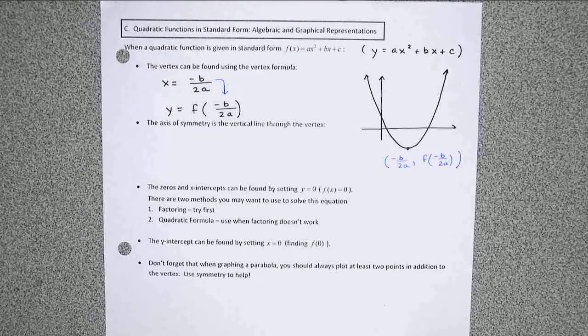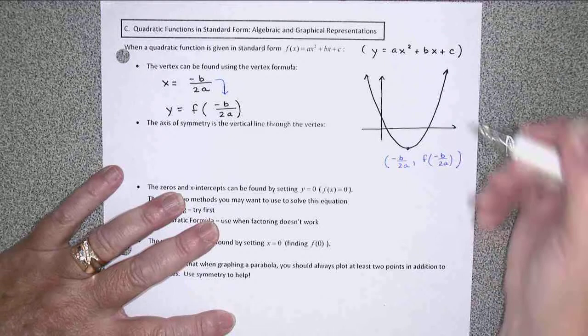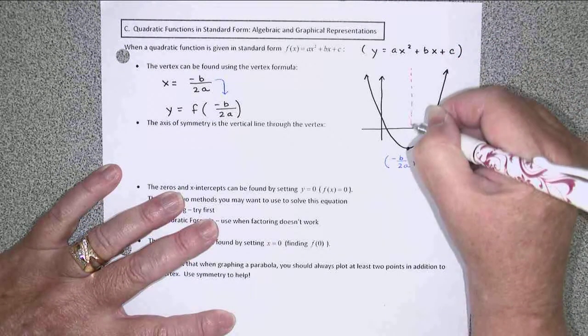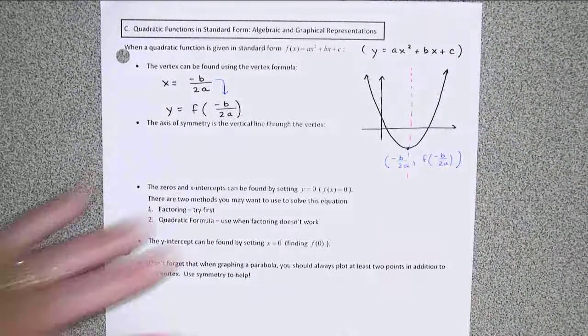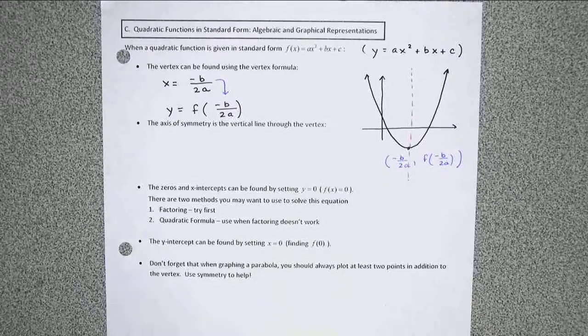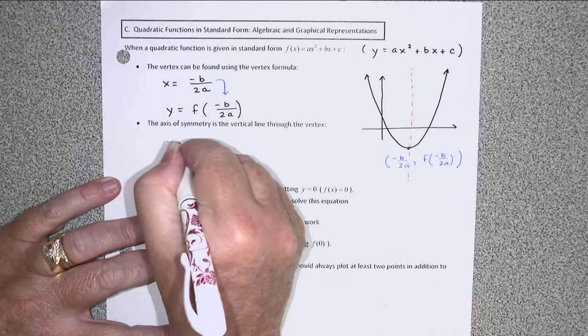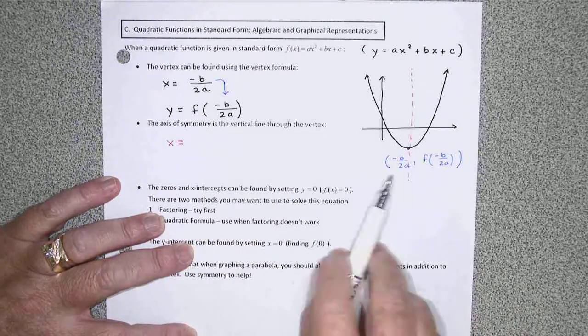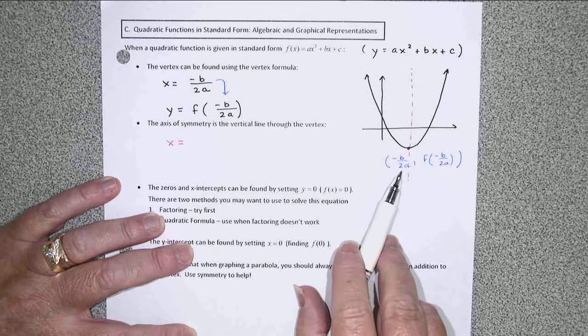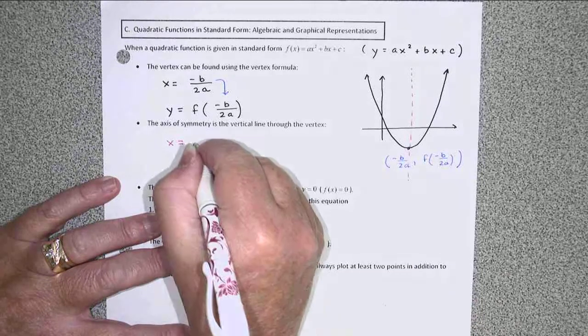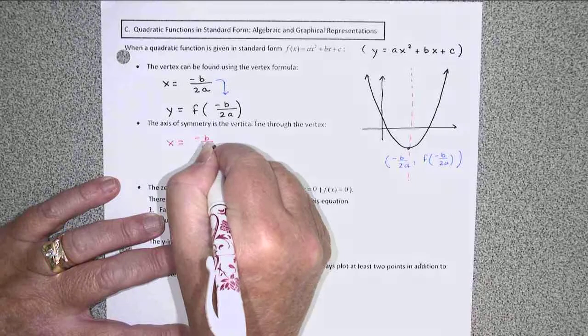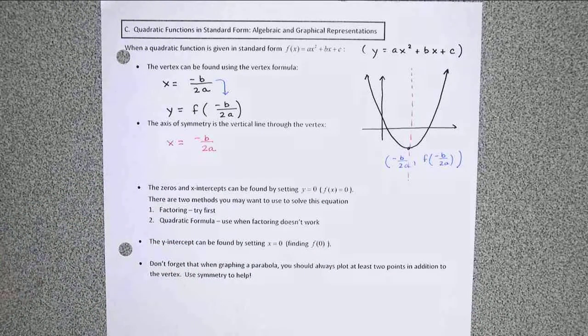Next, let's take a look at the axis of symmetry. Remember, that's always the vertical line through the vertex. That's going to create, if you were to sketch it in here, symmetry, two halves of the parabola that are the same, or reflections of one another. A vertical line always has equation x equals. And in this particular case, we know it goes through this point, which has an x value of minus b over 2a. So the equation of our axis of symmetry is just x equals minus b over 2a, the x value of the vertex.